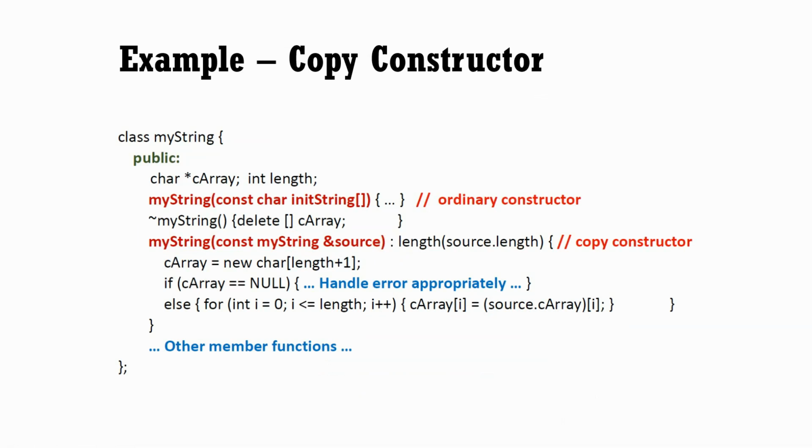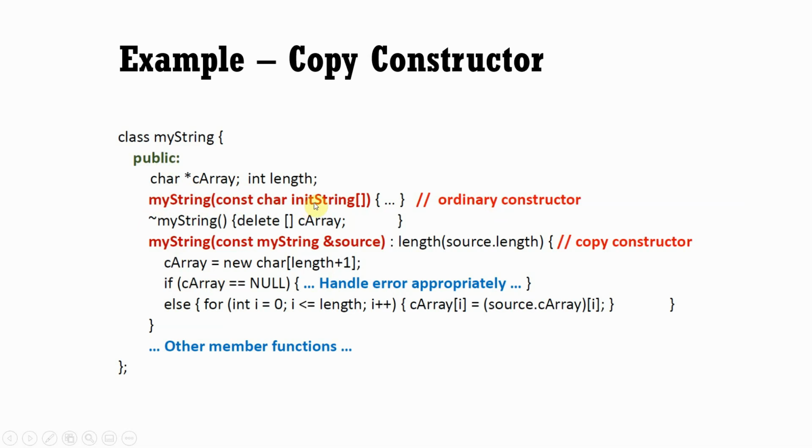So here you see an example. We have a class of myString, right? Here everything is defined as public. This is usually not ideal. We want to have our member variables as private and member functions as public. But let's just look at the example.